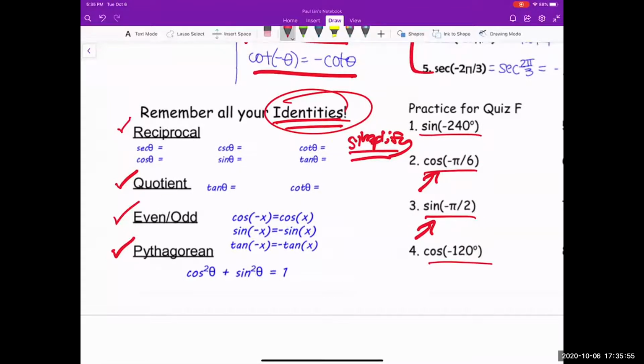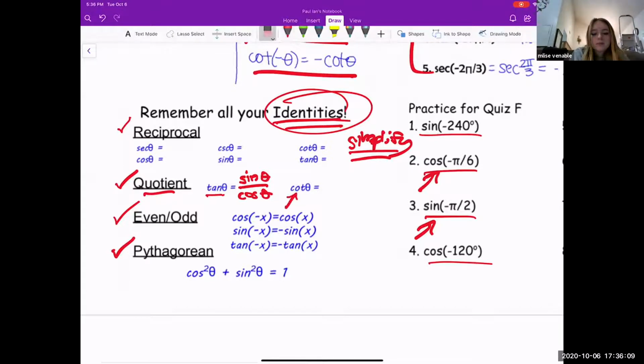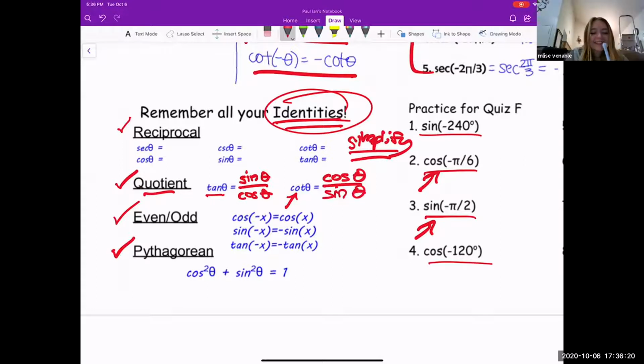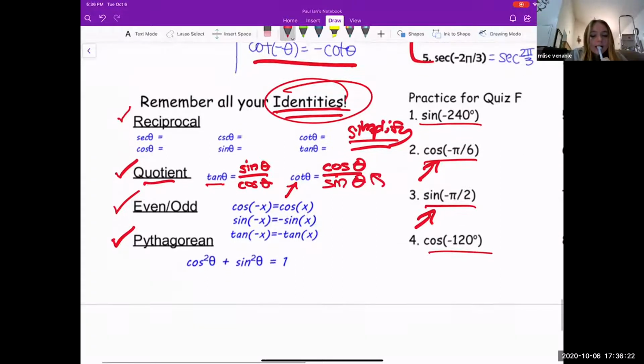Okay, quotient identities. Tangent theta. I'm just going to say this out loud. So you know this one, right? Sine theta over cosine. That's tangent, right? So what is cotangent then? Wouldn't it be cosine over sine? Yeah, C over S. So that's good. And then what?